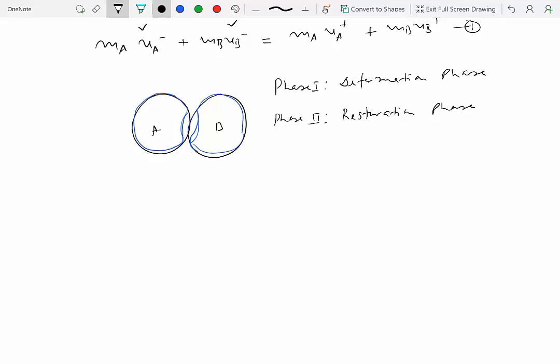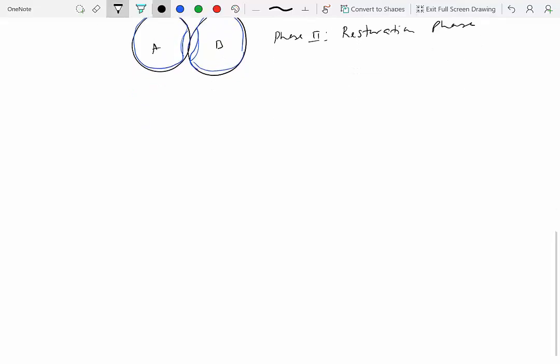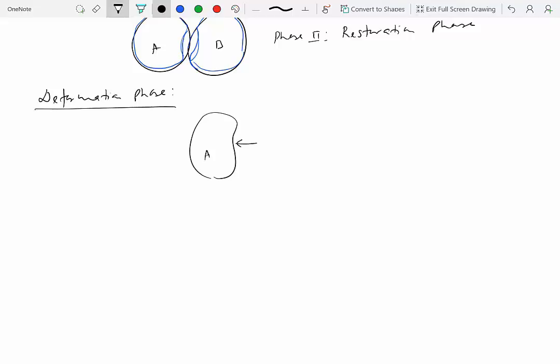Okay. So if you draw a free body diagram of A in phase one, so deformation, let me write deformation phase. If you draw a free body diagram of A, you have a force, let's call it P, okay? So we'll call it P.